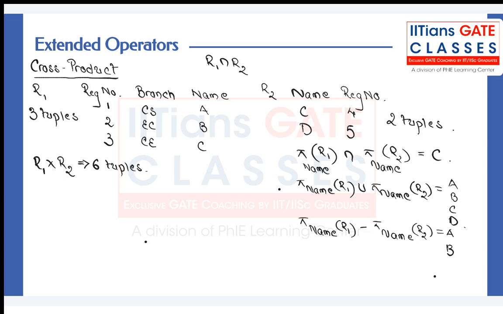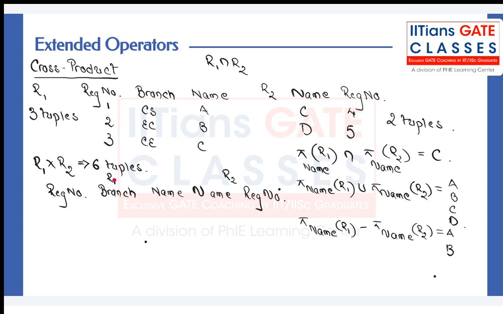The columns will be, first you write the columns of R1, then you write the columns of R2. Now, when you try to solve the questions in GATE, people get confused whether, for example, this name is of R1 or R2. My suggestion is to always write them like this so that you are not confused.